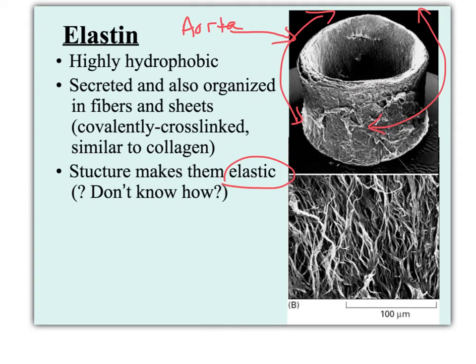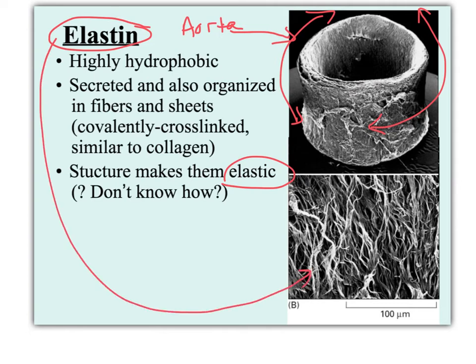So elastin is an extracellular matrix molecule that's found on the outer, extracellular side of structures that need to be elastic. Almost all of your organs in your body need to have some elasticity. Think about your stomach. As you eat, it gets larger.